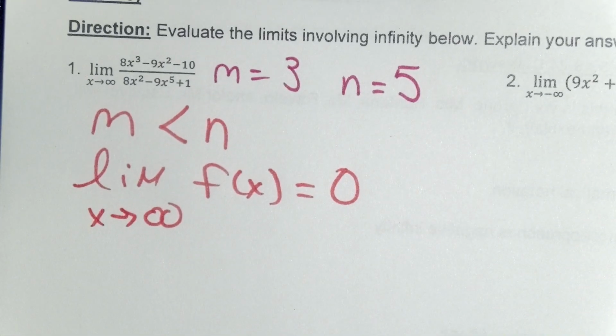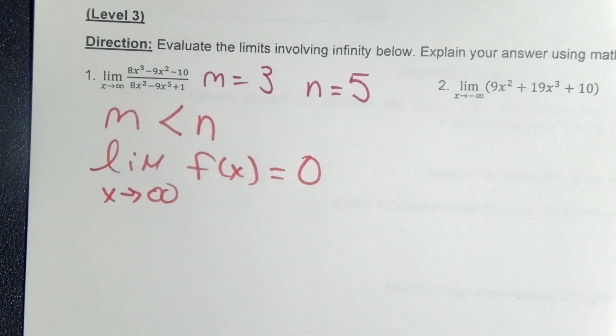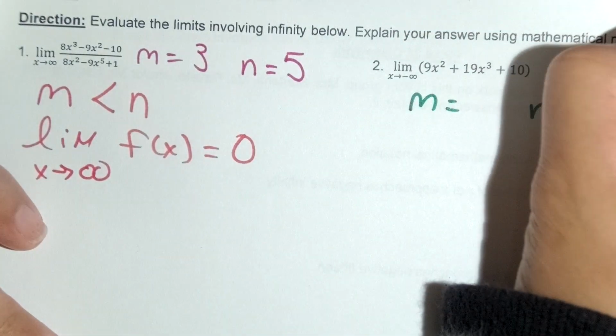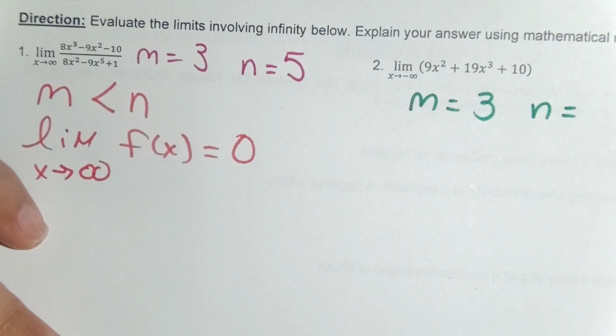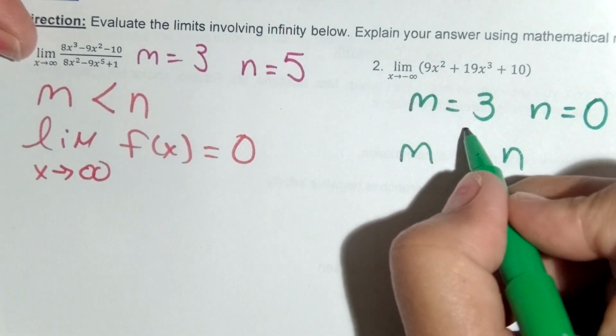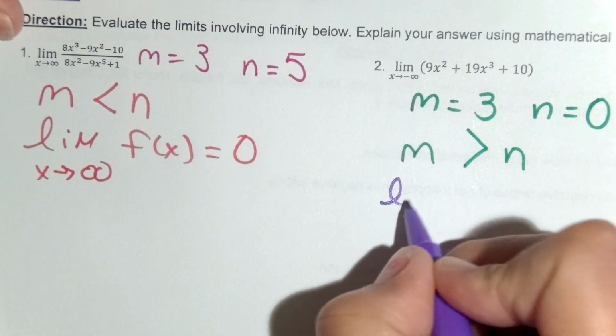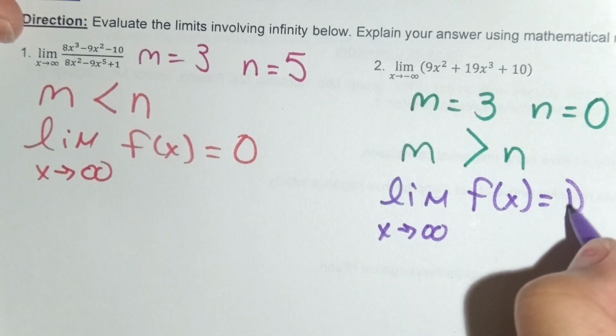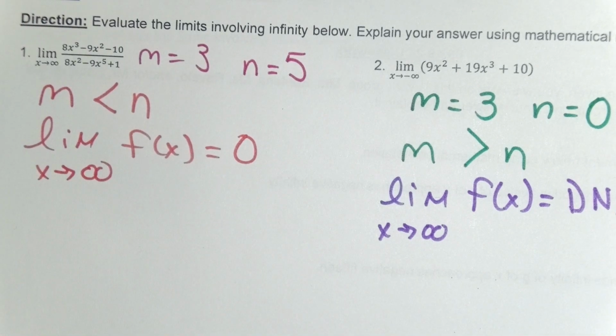Next one, which I notice a lot of you also have problems on. We need to find M and N. M is 3. Why is N 0? There is no denominator. There's nothing in the bottom. Okay? No denominator, 0. Cool? All right. So M is what to N? Greater than, which means the limit is? Does not exist. I can't snap right now, but if I did, I'd be doing all the snaps. Good job.